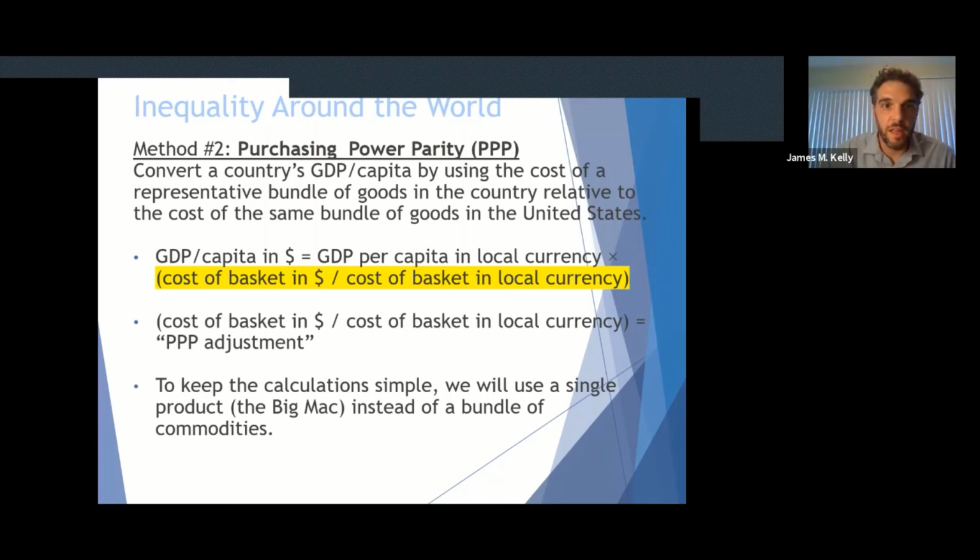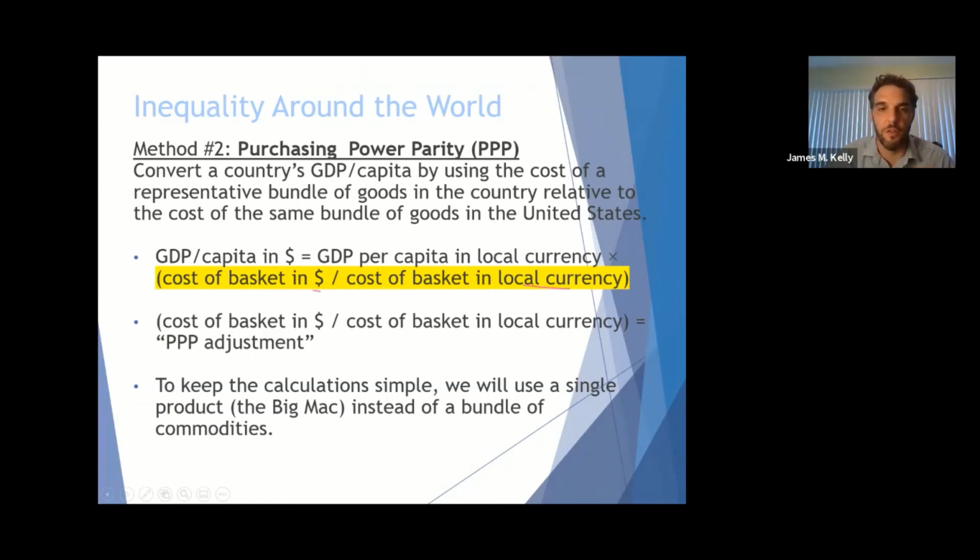So if we are looking at GDP per capita in dollars, well, we're going to, again, multiply the GDP per capita in the local currency by a ratio of dollars to the local currency. And that's the key. You want to have the local currencies cancel themselves out. So basically, we call this ratio between the cost of a representative basket of goods in dollars to the local currency a PPP adjustment, okay?